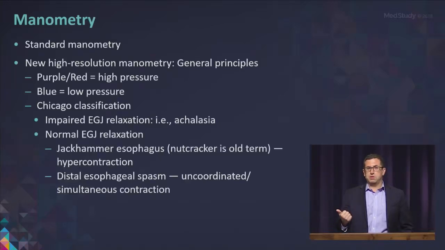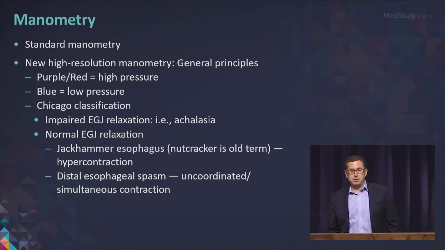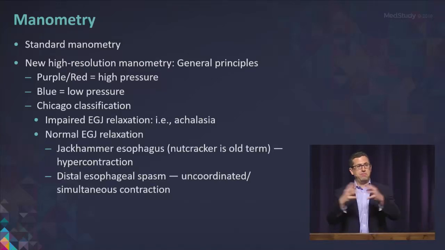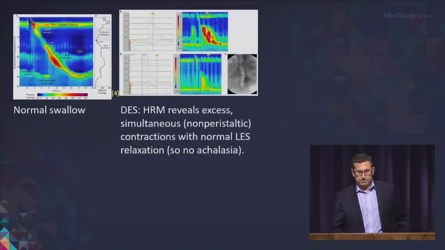And really, it starts with the esophageal gastric junction. If there's impaired, e.g. esophageal gastric junction relaxation, that's consistent with achalasia. And if there's normal relaxation, then that's consistent with a number of other motility disorders. So 2 of the most common would be distal esophageal spasm, which we just discussed, which is uncoordinated simultaneous contractions, and something called jackhammer esophagus, where there's very vigorous contractions.